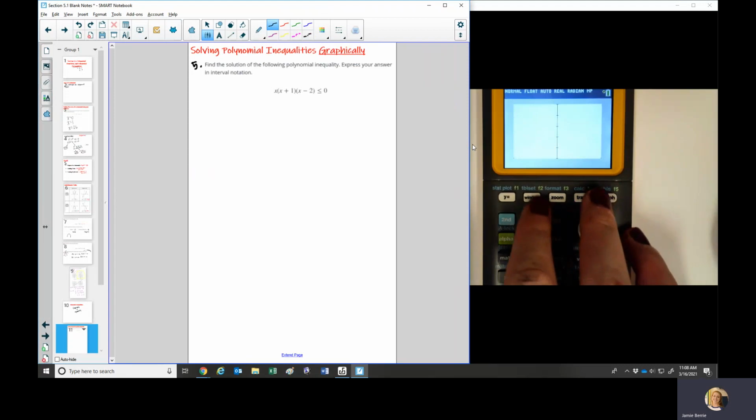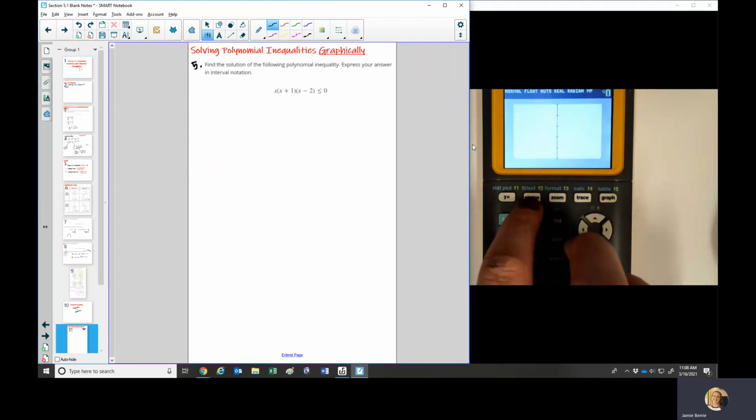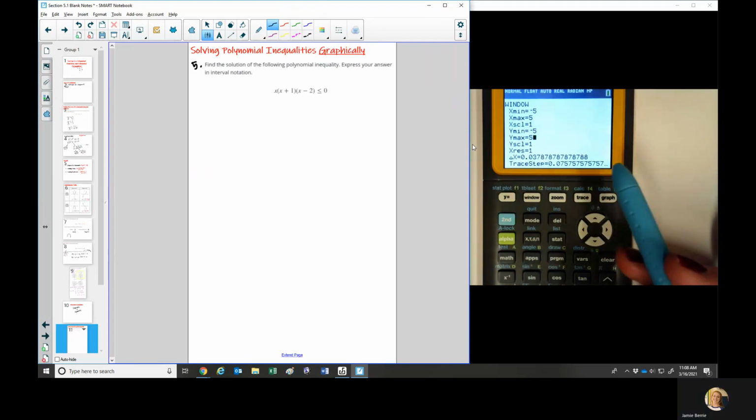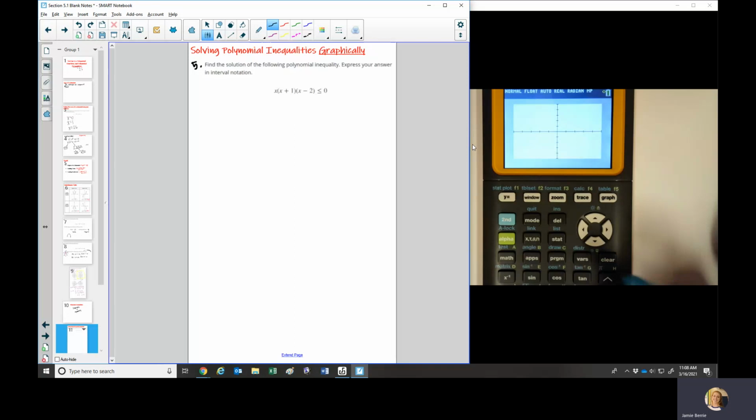Whoops, I hit the wrong thing. Let me go back to my window. I messed up the x scale. The x scale should always be 1. That's supposed to be -5 to 5. There we go. All right, so we're looking for where this polynomial is less than or equal to 0.